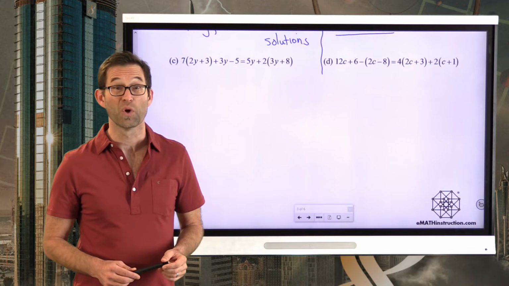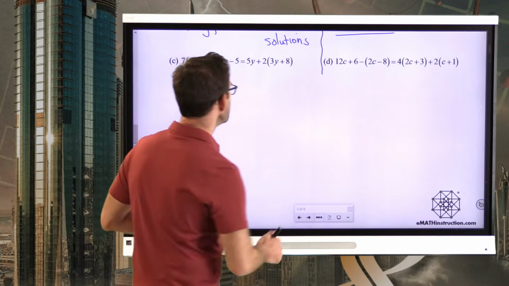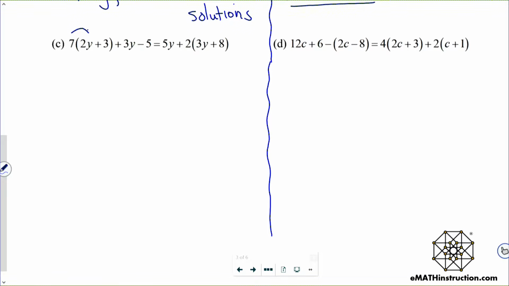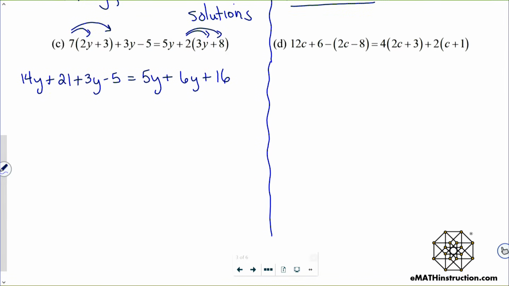All right, let's go through it. This thing looks intimidating at first, but it's not too bad. Let's begin by distributing the 7. All right, just use the distributive property. So we're going to have 14y plus 21 plus 3y minus 5 is equal to 5y plus, distribute the 2, plus 6y plus 16. Again, we'll do some maybe rearranging.